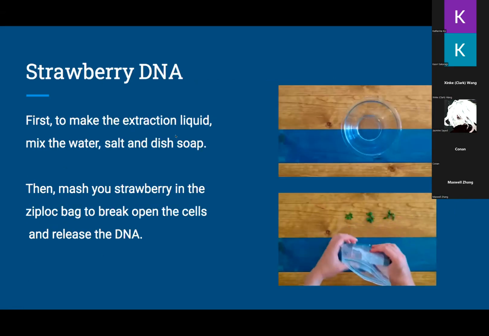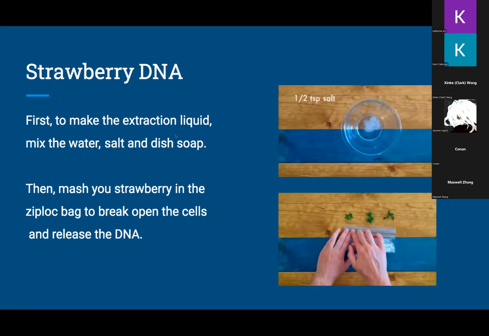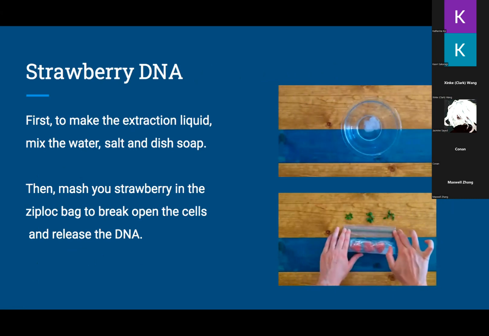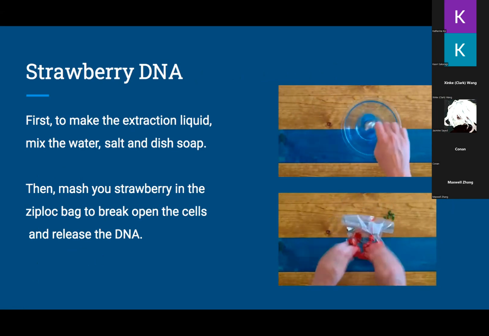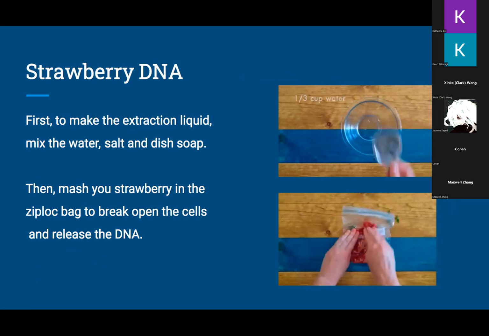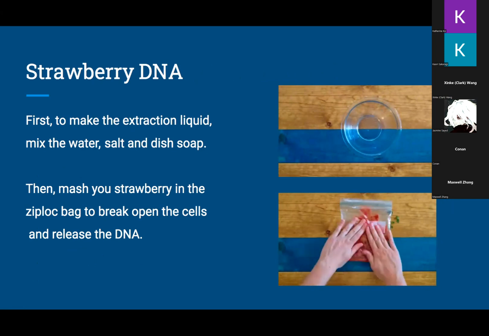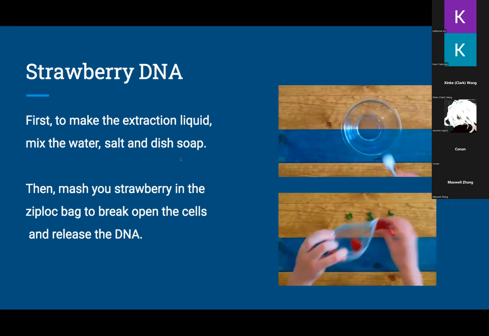First, you want to make the extraction liquid, which you can see on the right in the small video, where you mix the water, salt, and dish soap together. Then, after taking the stems off your strawberries, you can mash them all up in the Ziploc bag, which begins the process of breaking open the cells and releasing the strawberry's DNA.